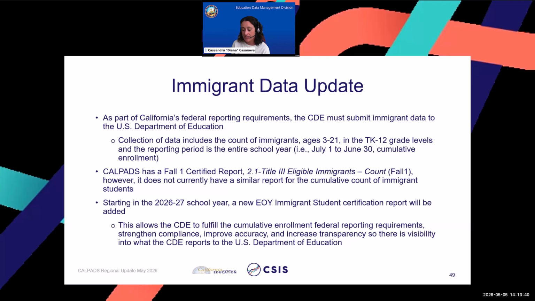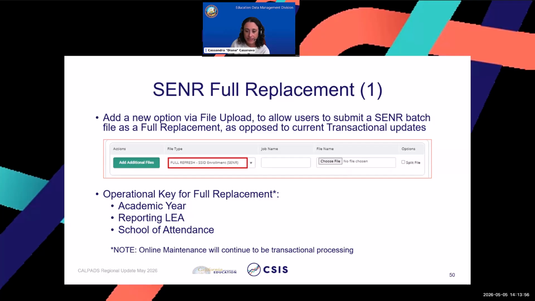So it's the same definition of Title III eligible immigrant students that are in the Fall 1 report. It's collecting that at end of year. So again, having that census day count as well as the cumulative count. All right, thanks, Diana. Now we'll send it over to Rima to discuss the SENR full replacement.